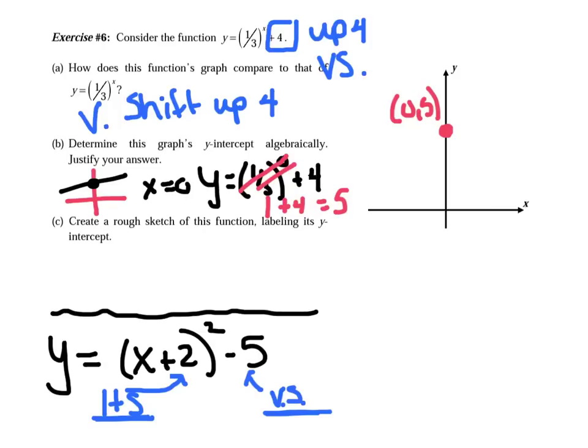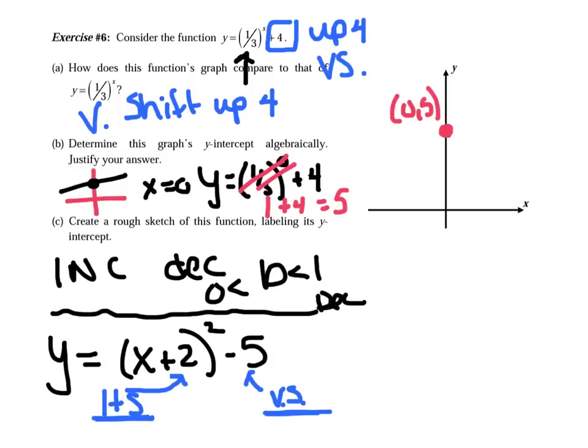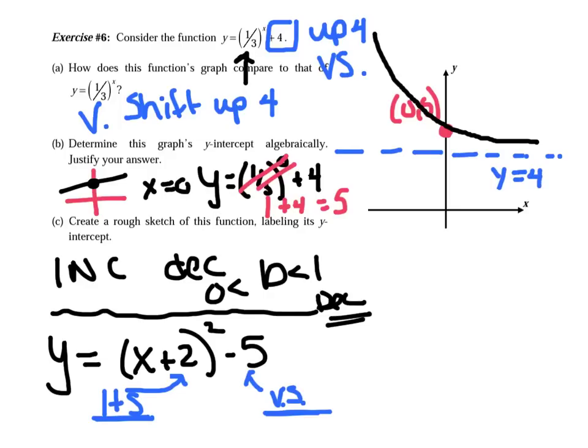Create a rough sketch. Now the last thing I need to know is, is this function increasing or decreasing? And just look at that b value. The b value is between 0 and 1, which tells me that my function should decrease. So here's how I'm going to draw it in. I'm going to start high, going low, decreasing. I want to make sure I draw my asymptote in. If this was at 5, my asymptote should be at y equals 4. Okay, it's always 1 below. And we've got this beautiful decreasing sketch.